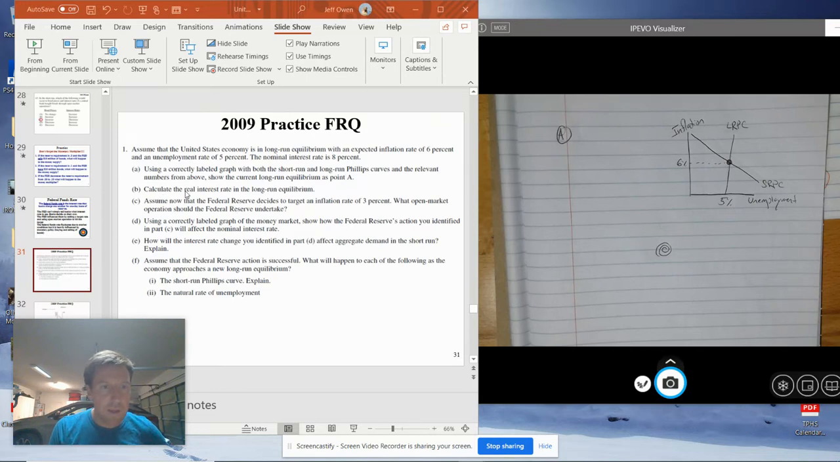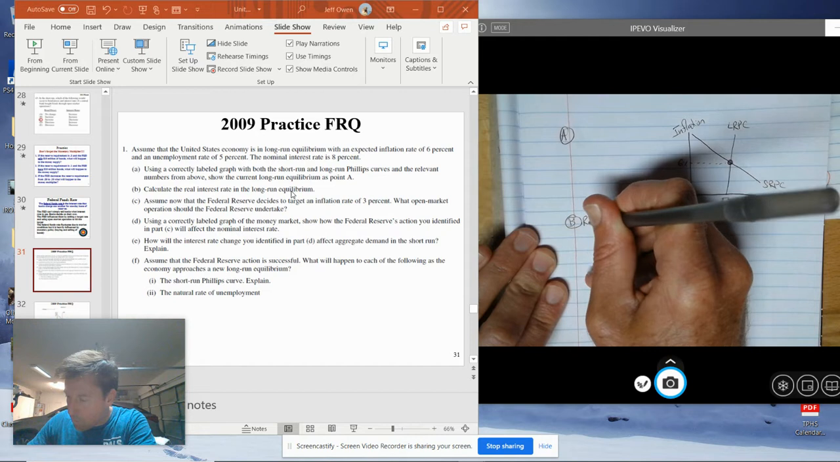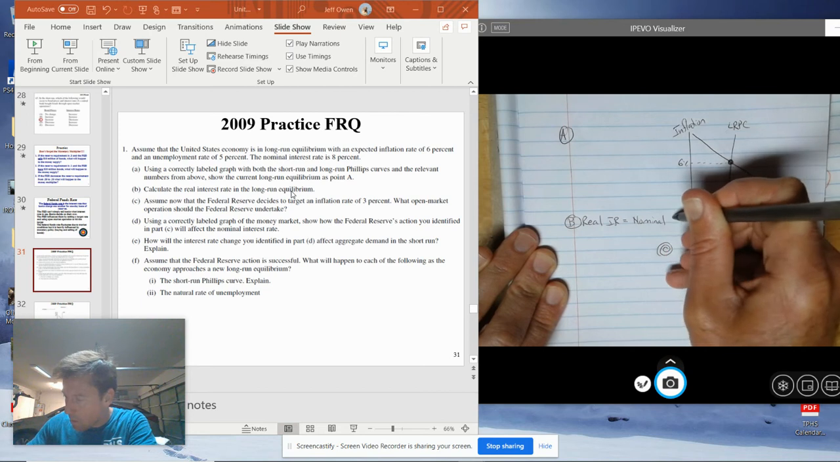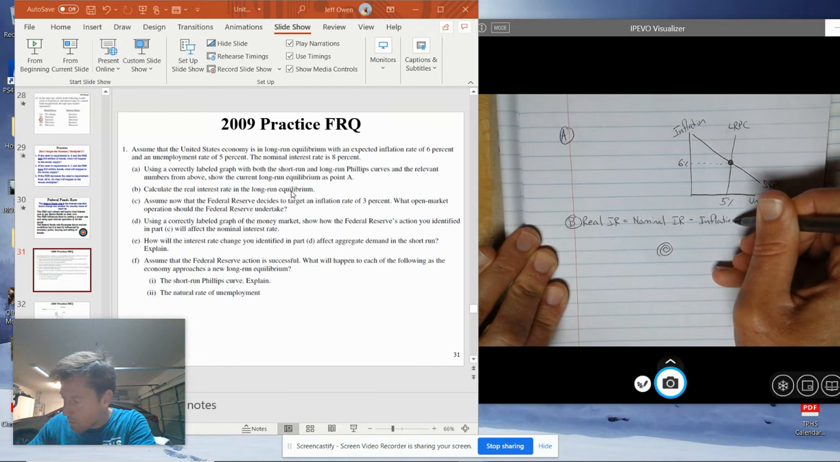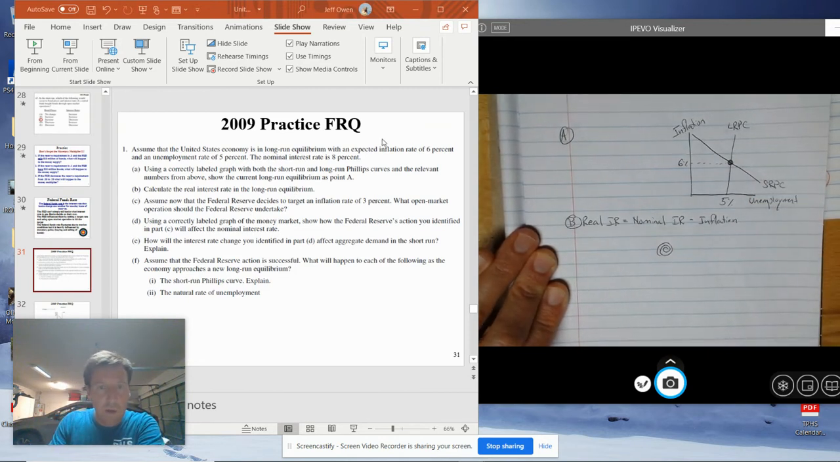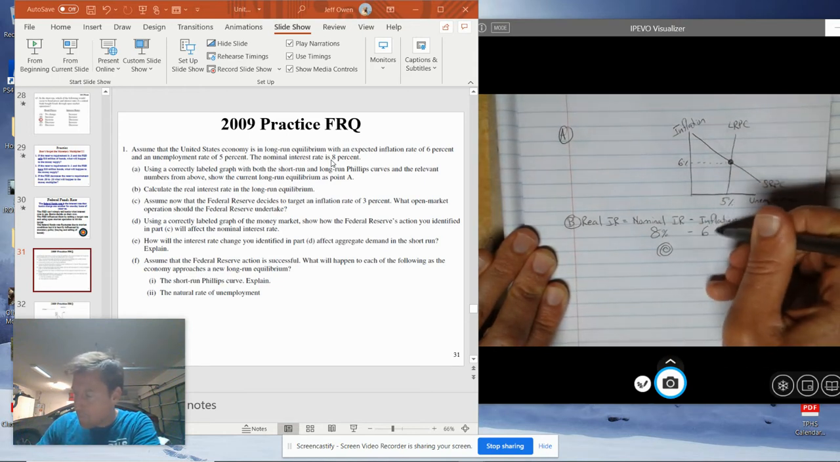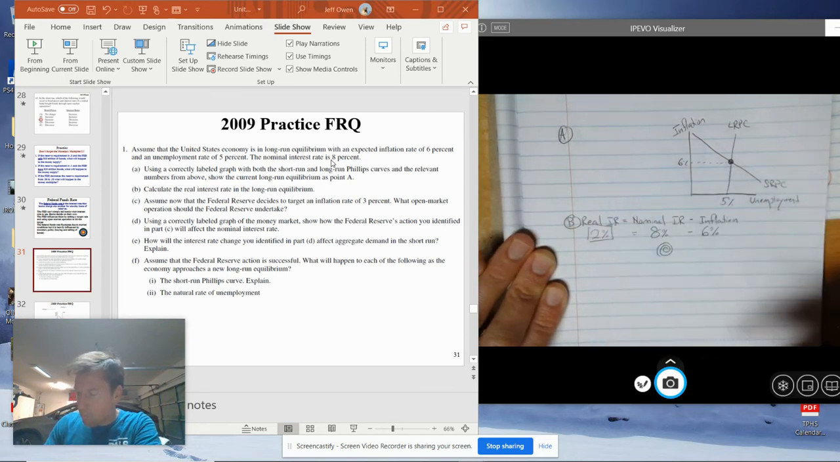And then it says calculate the real interest rate in the long run. All right, so what do we know about real interest rates? So a real interest rate is our nominal interest rate minus inflation. So what information do we know right now? Our inflation rate is 6% and our nominal interest rate is 8%. So our nominal interest rate, 8%. Our inflation was 6%. So my real interest rate is 2%.